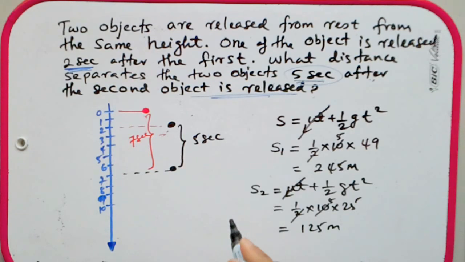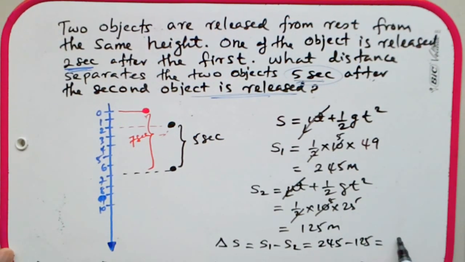So the distance between them is delta S, which is S1 minus S2, 245 minus 125, which is equal to 120 meters.